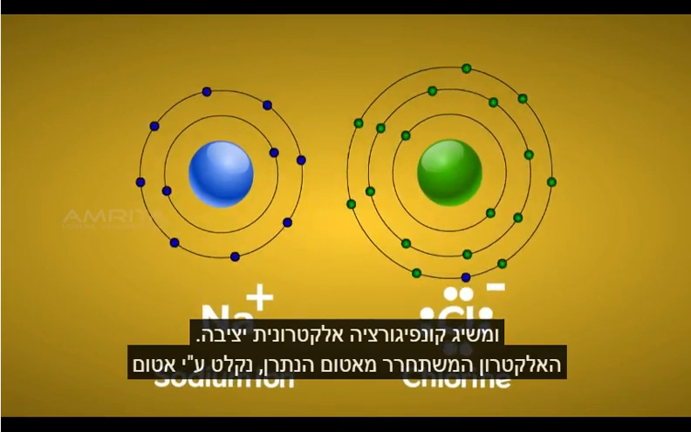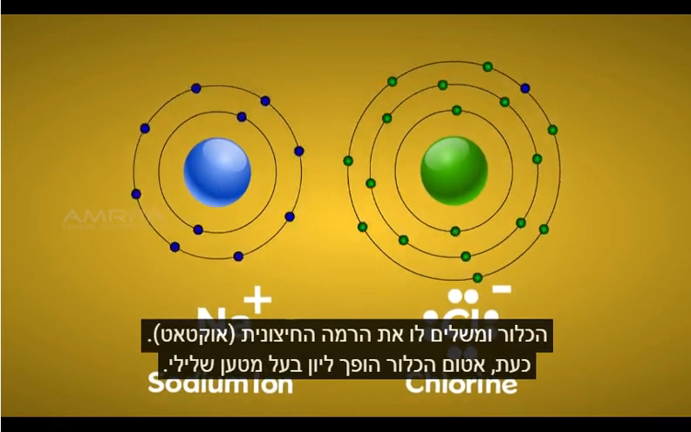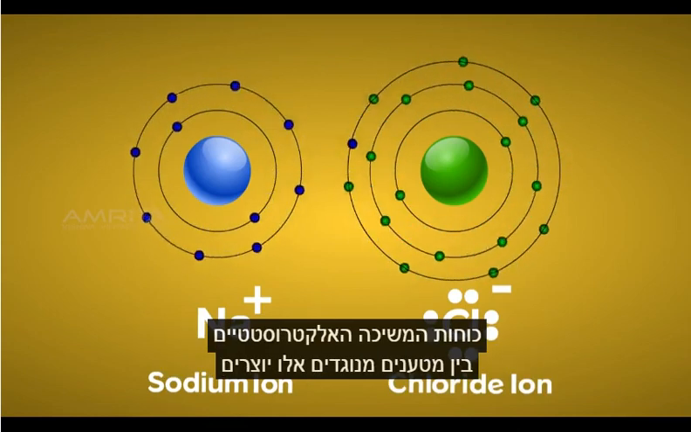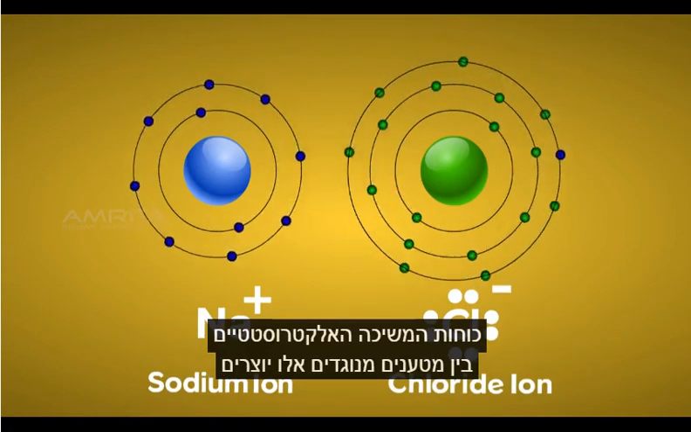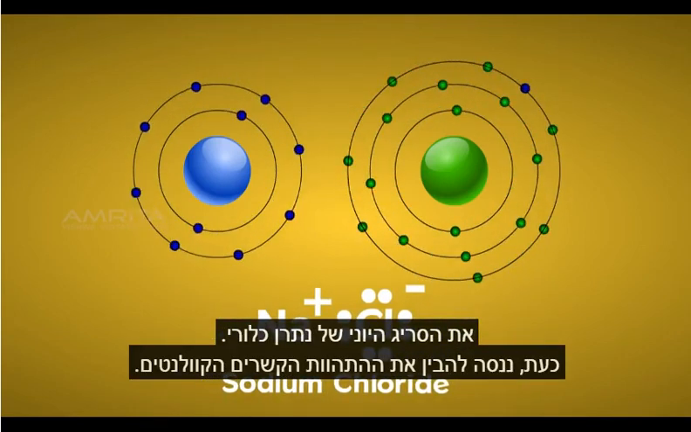The electron released from the sodium atom is gained by the chlorine atom and completes its octet. Now chlorine becomes a negatively charged chloride ion. The electrostatic force of attraction between these oppositely charged ions results in the formation of sodium chloride molecule.